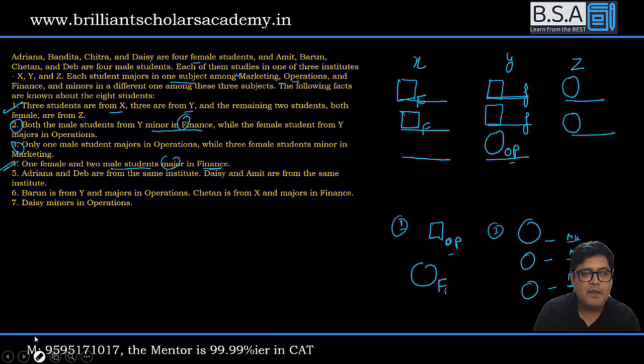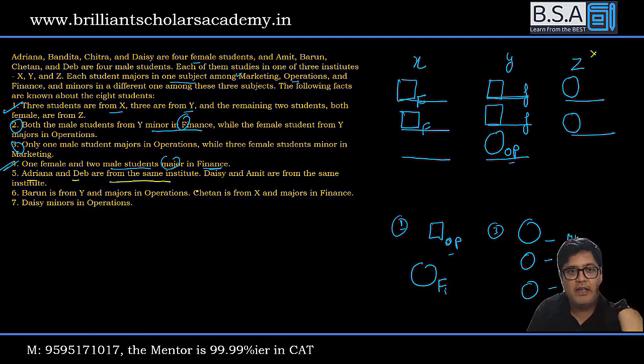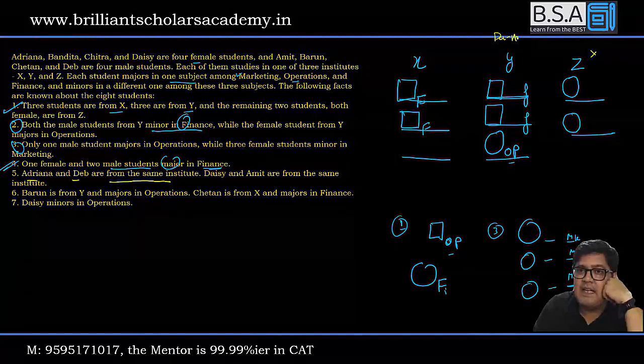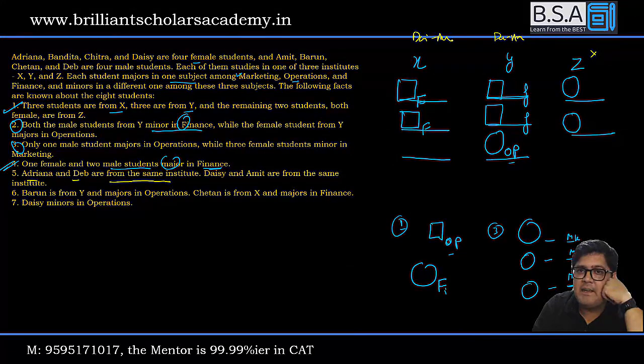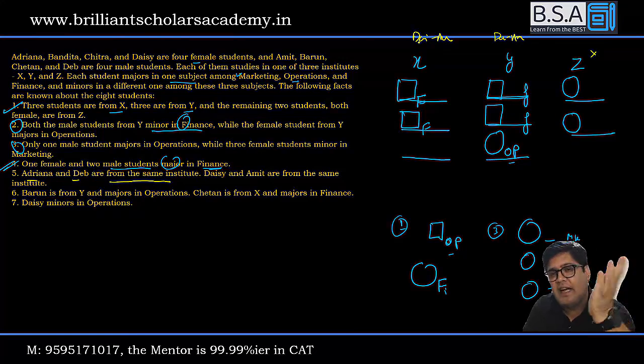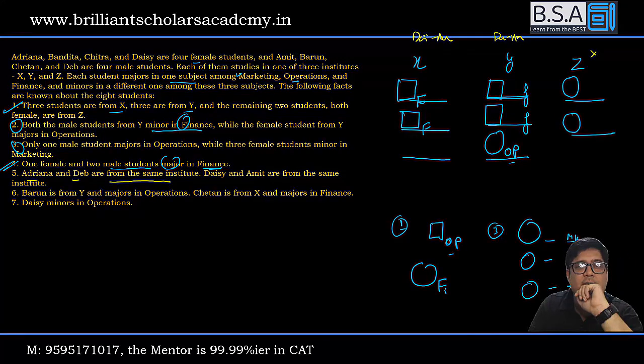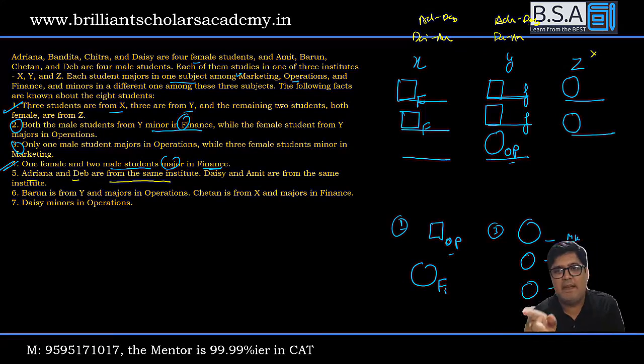Adriana and Dev are from the same institute. That same institute cannot be Z because they are both female. Dev is a boy. Daisy and Amit are from the same institute. So can I say that means Daisy Amit could be here, Daisy Amit could be here, Daisy Amit could be here. If that is the case, the other pair will flip over, which is Adriana and Dev. So they are interchanging. If one of the pair is in Y, the other is in X, there can be no pair in Z.